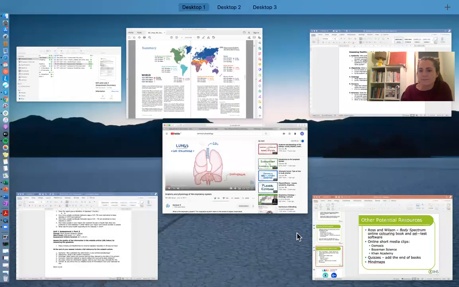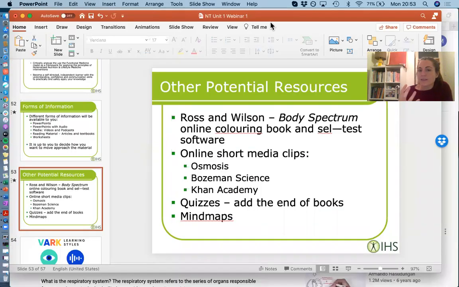As I said, some other people just really have an affinity for reading full textbooks. So we suggest for the physiology units that you use the Ross and Wilson textbook, but if you want to go into more detail, there's also the Tortora textbook.